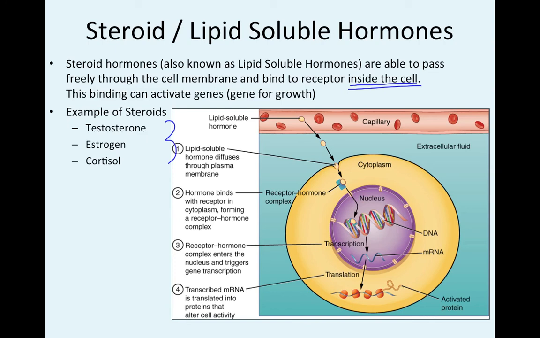Now we want to talk about the two types of hormones. So we've got steroid or lipid-soluble hormones, and these are the ones that are going to be able to pass right through the plasma membrane. These are nonpolar, and since our plasma membrane is nonpolar, they can go right through.